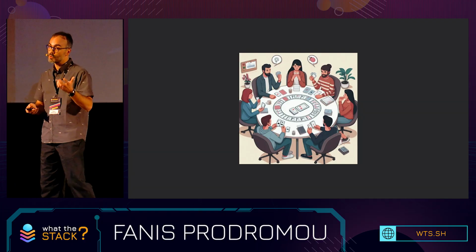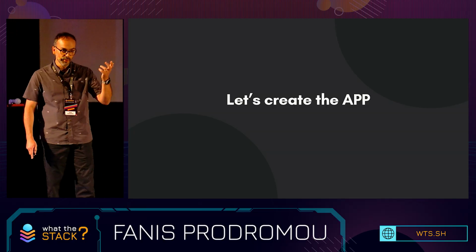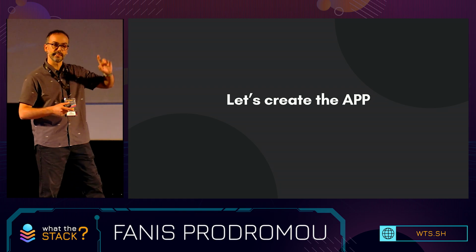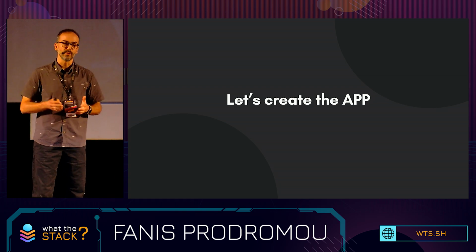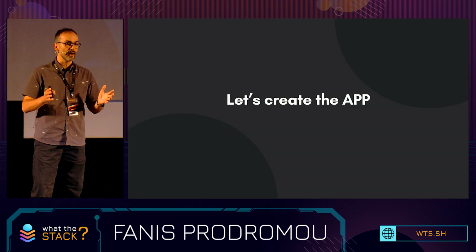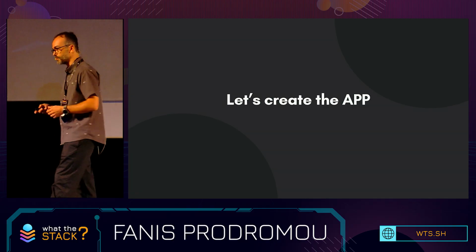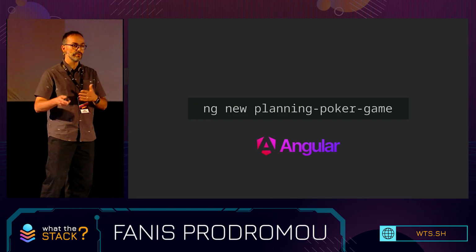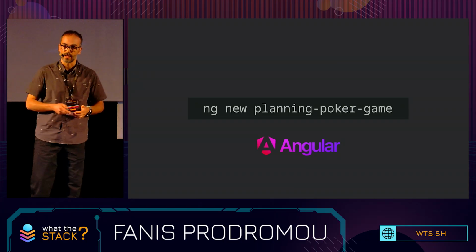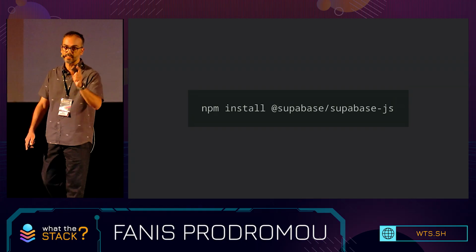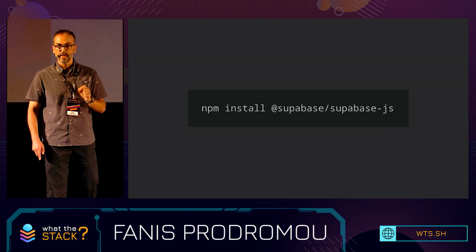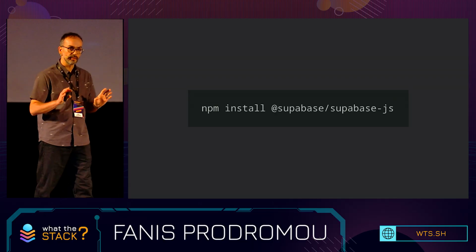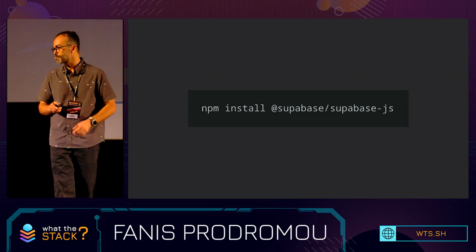But how about when we work remotely? We need to have an application, right? So let's create the application. And allow me to say here that I'm not going to solve a problem that exists out there. There are plenty of free online tools, but I really like the idea of creating one just for the sake of this presentation. To start, what we have to do is ng new Planet Poker game, name it however you like, and then the only thing that we need is just one dependency. npm install @supabase/supabase-js. This is the only dependency that we need for Supabase.